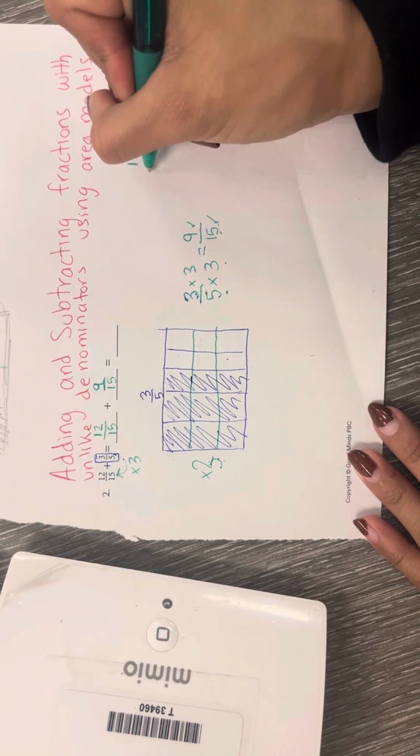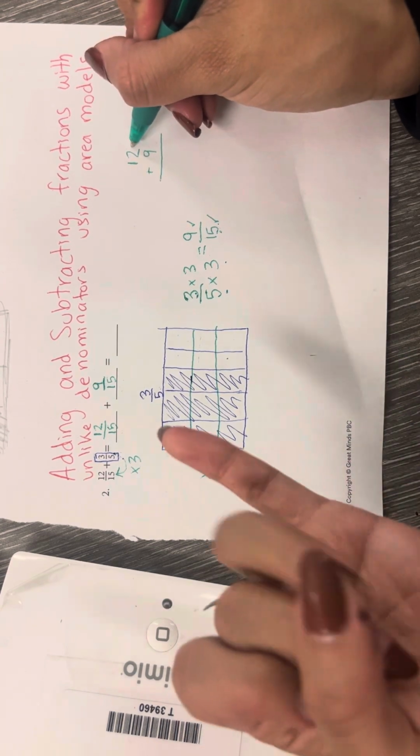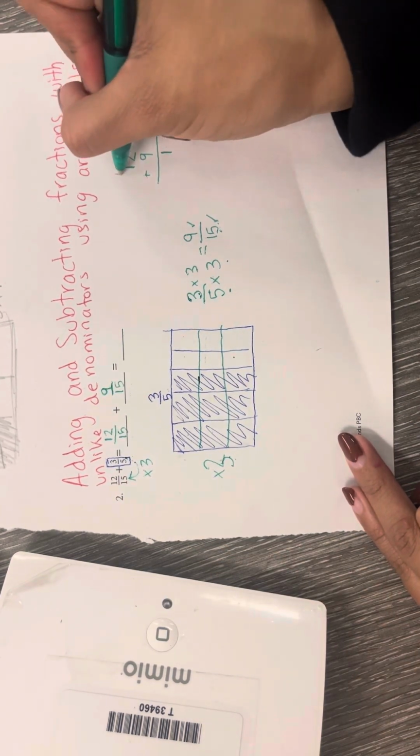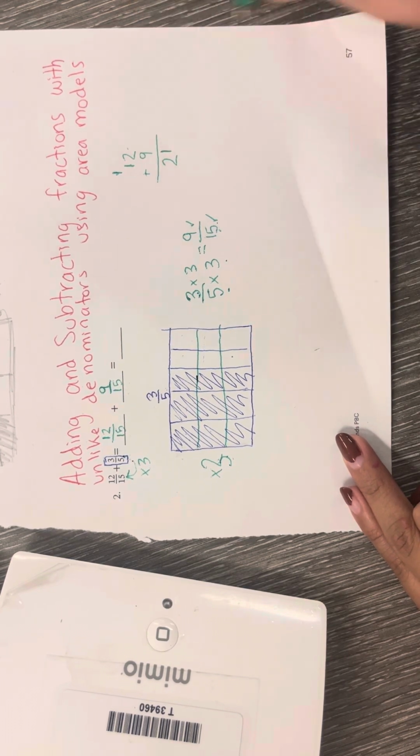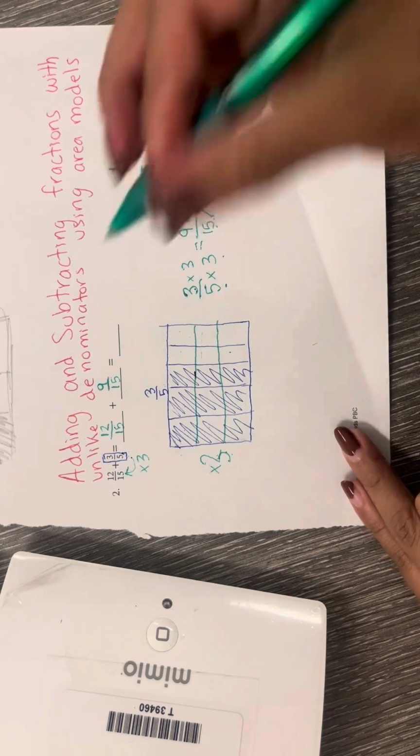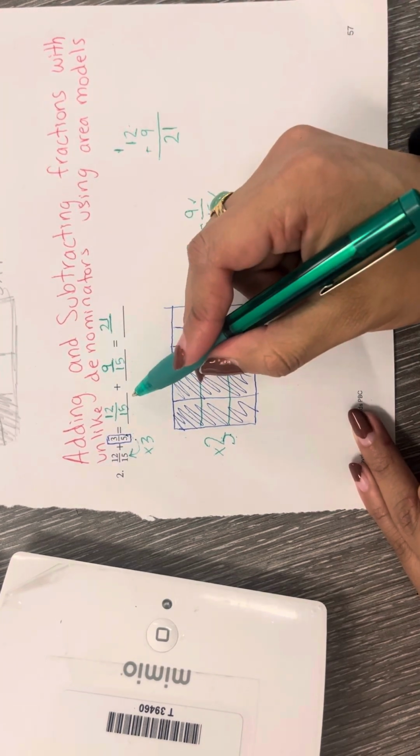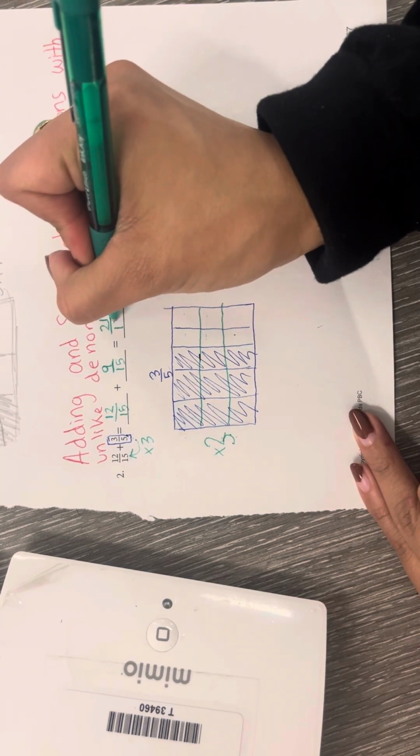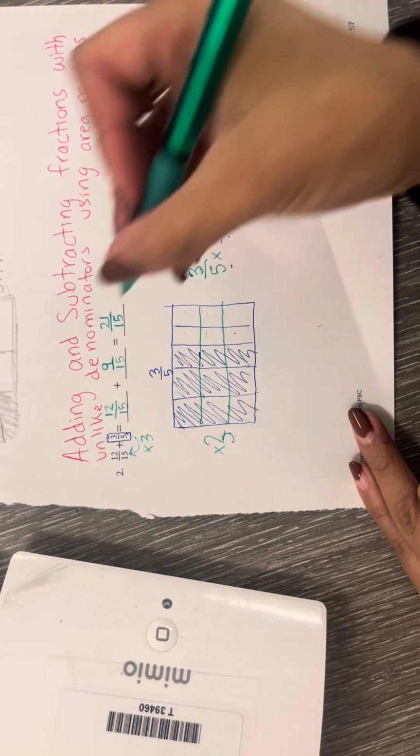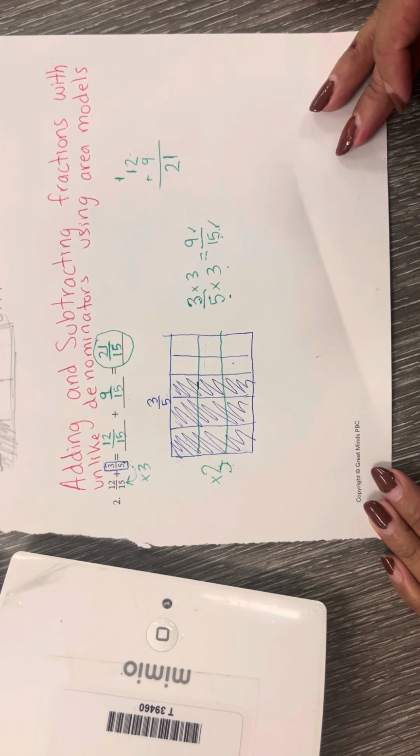Let's see. 12 plus 9. 9 plus 2, 9, 10, 11. Carry my 1. And 1 plus 1 is 2. So 21. So that means 12 plus 9 is 21. And remember, your denominator always stays the same. So it stays as 15. And ta-da, our answer.